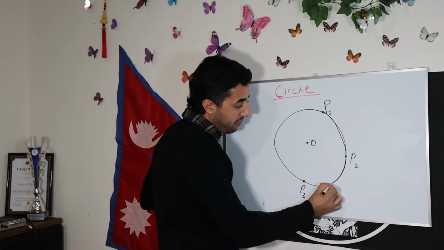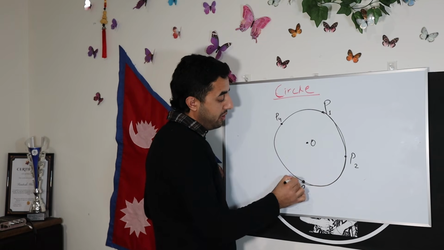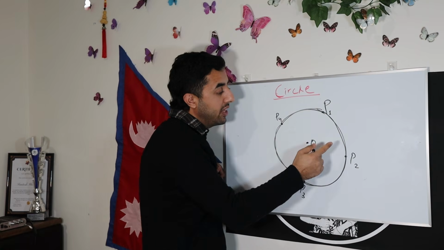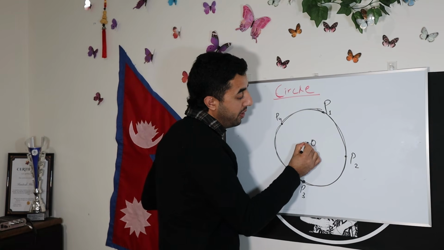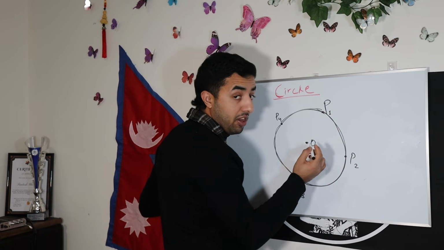So it's making a path here, and again it reaches to the point 4. So it's making the path. So this path traced out by the moving point from a fixed point, from a fixed point is center of circle, by taking a fixed distance.